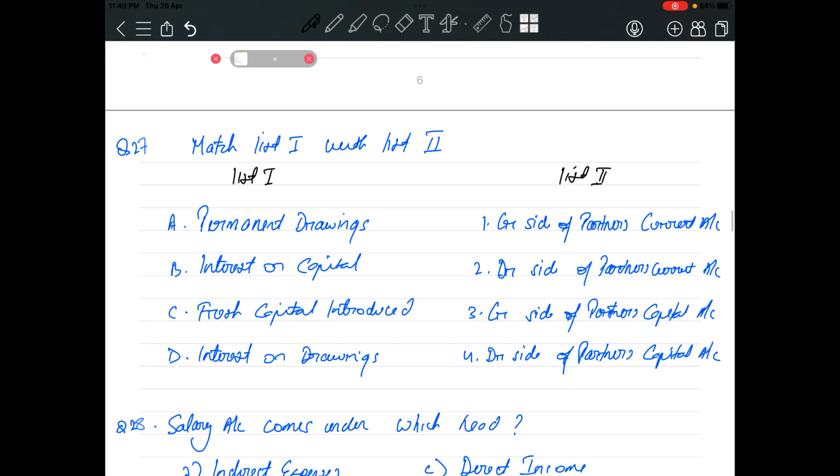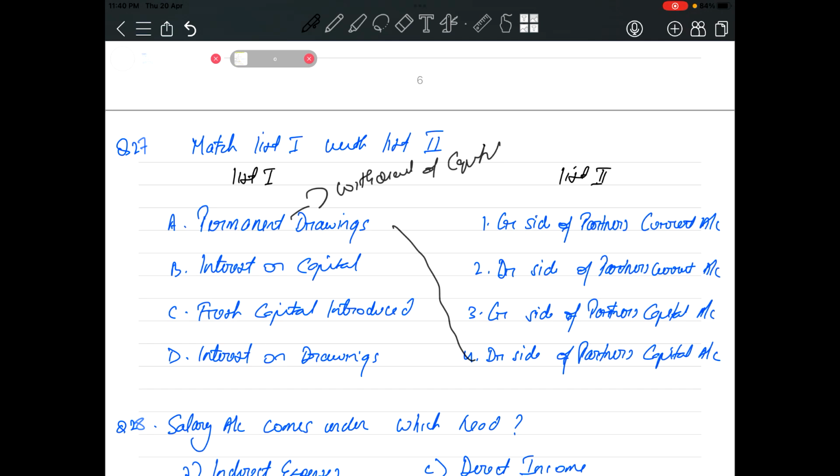Now let's move to question number 27. Match list 1 with list 2. Okay, so we have to match list 1 with list 2. Now permanent drawings, will it go to credit side of partner's current account? No. What do you mean by permanent drawings? Withdrawal of capital, right? Now withdrawal of capital will go to debit side of partner's capital account, right?